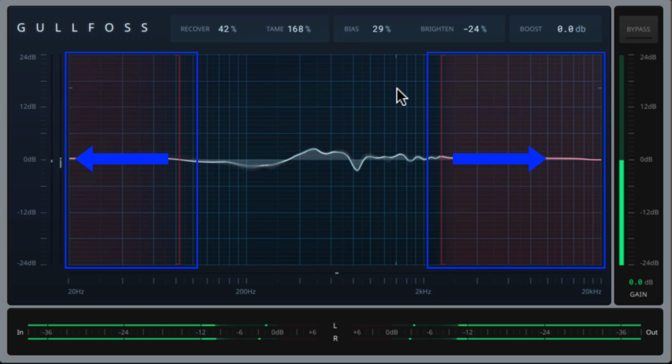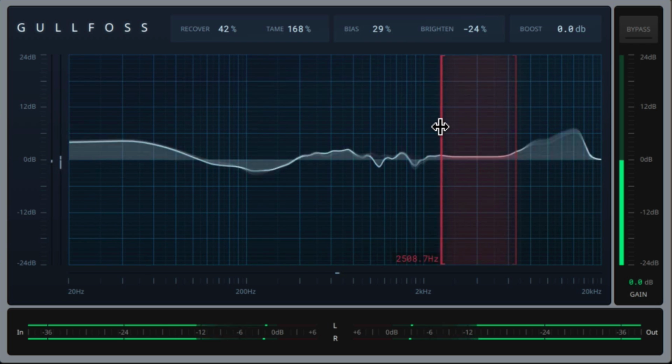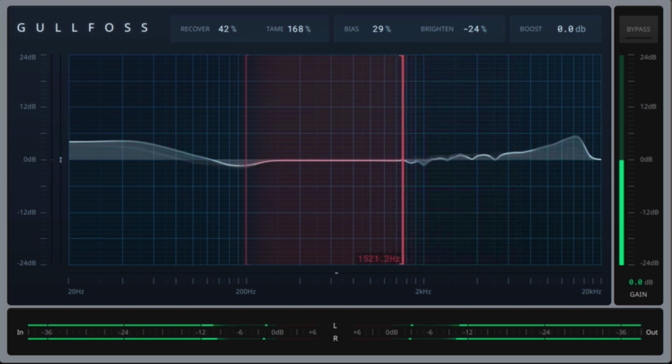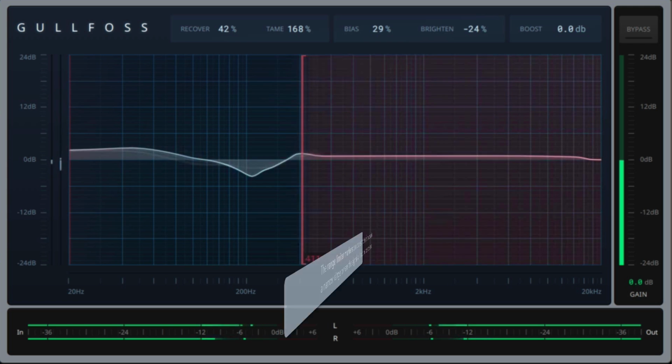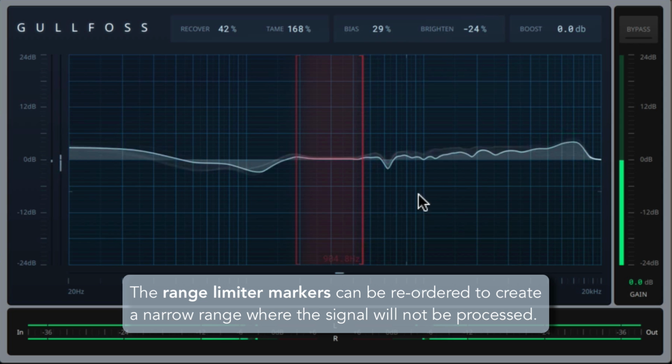But what if you wanted to do the opposite? What if you wanted the mid-range to not be affected and just the highs and lows be affected? Well, you can actually reorder these so that the mid-range is not being affected, just the highs and lows. You can also reorder the markers to bypass the processing for a very narrow range.